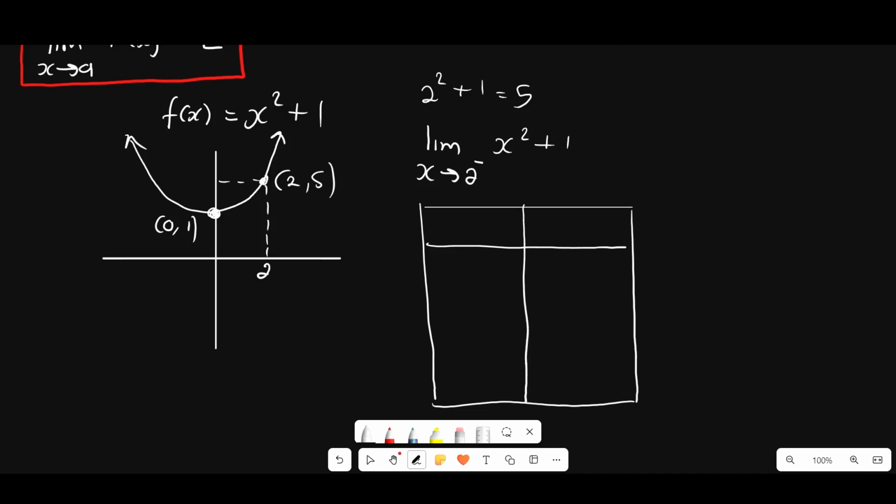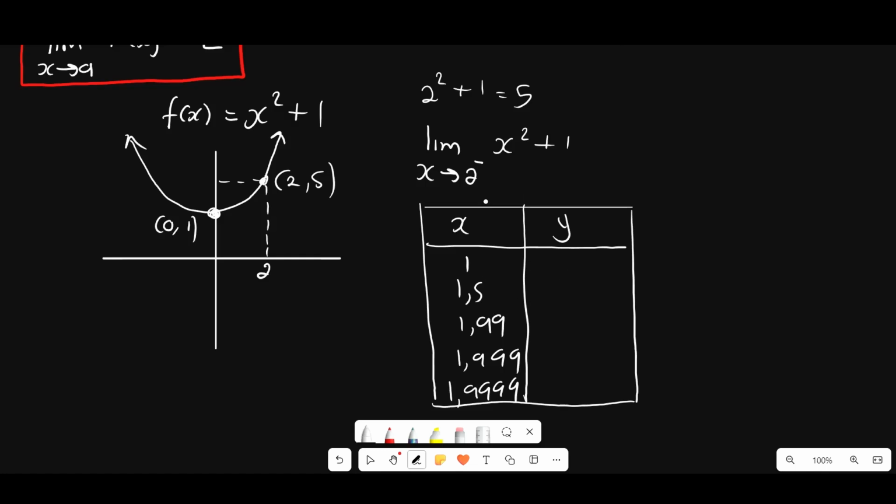And let's plug in my input values, as well as my independent values, right? So let us plug in all the numbers coming from the left that are very close to 2. Let's say 1 is close to 2. Let's say 1.5. Let's put in 1.99, 1.999, and then 1.9999, right? I want you to plug this into a calculator and check what values you get.